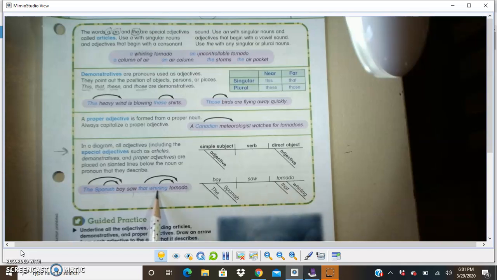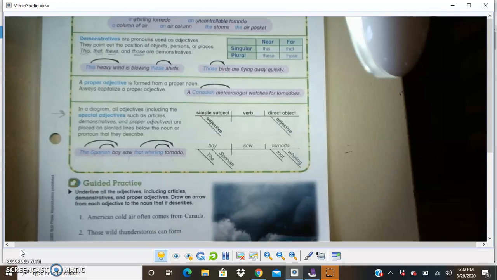Whirling is an adjective also that describes the tornado. So we put it at a slant underneath tornado. So we've used all the words in the sentence. Sometimes you may want to check to make sure if there is a prepositional phrase in the sentence and mark that, because if there's a prepositional phrase, you don't have to diagram that.